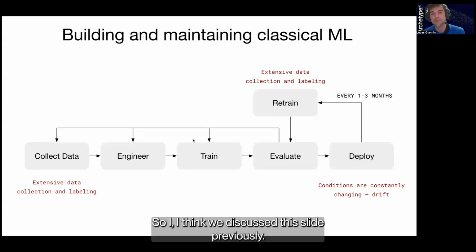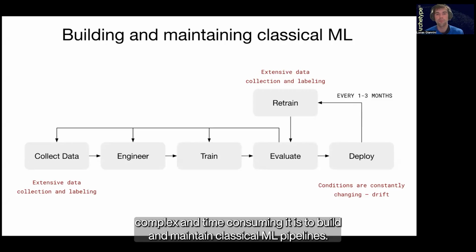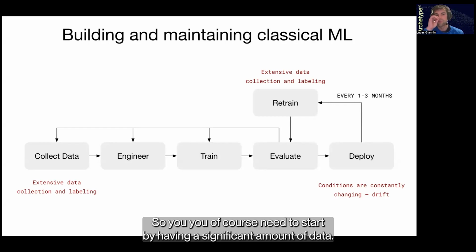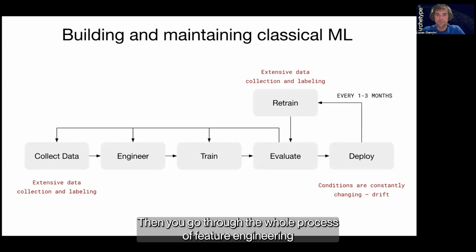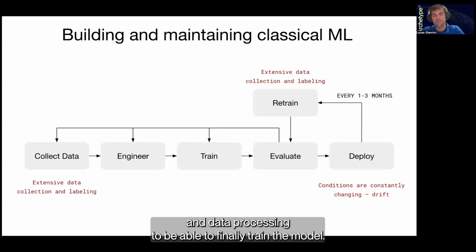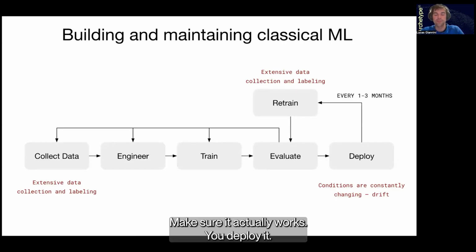So I think we discussed this slide previously. We just wanted to bring it back to basically highlight how complex and time consuming it is to build and maintain classical ML pipelines, right? So you of course need to start by having a significant amount of data and it of course needs to be labeled. Then you go through the whole process of feature engineering and data processing to be able to finally train the model. You of course need to evaluate it, right? Make sure it actually works.